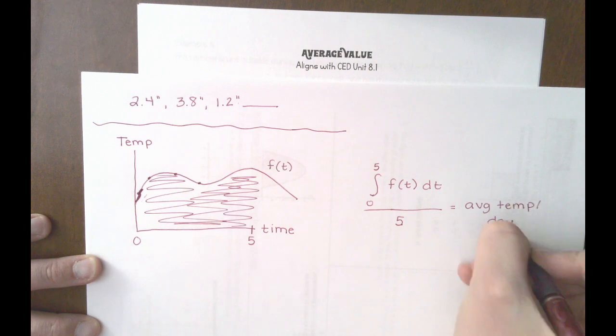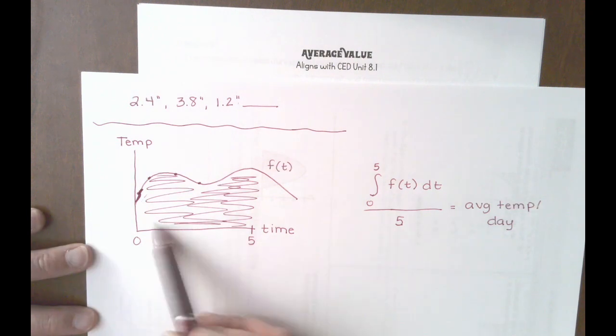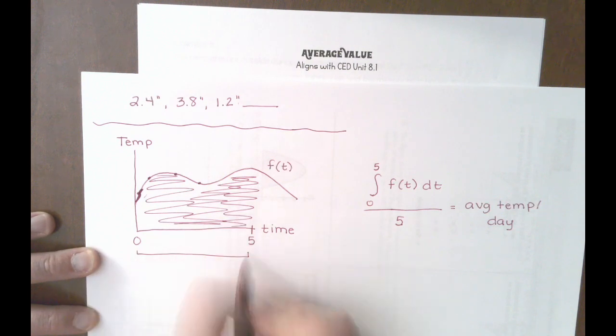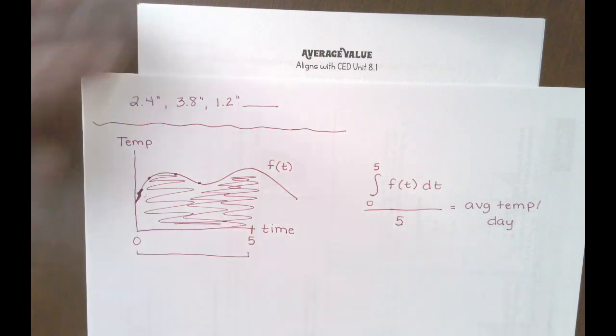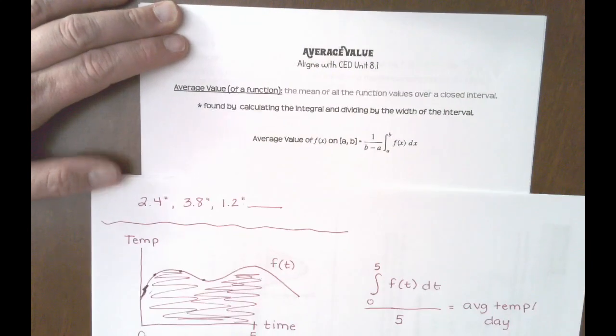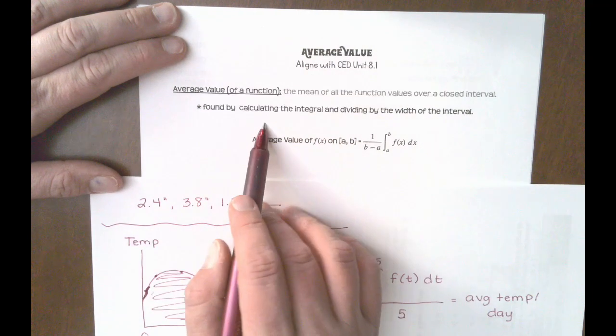Okay, so that's the idea behind average value: we can find average values of functions by integrating them and dividing by essentially the width of the interval. That's what's going on here at the top of your paper. There's the definition of average value, which is basically what we just talked about. This line right here explains what we just did.